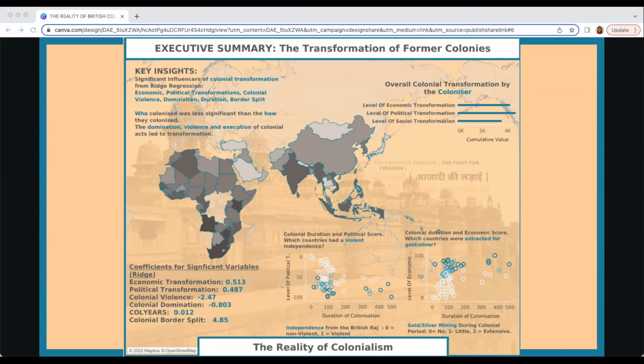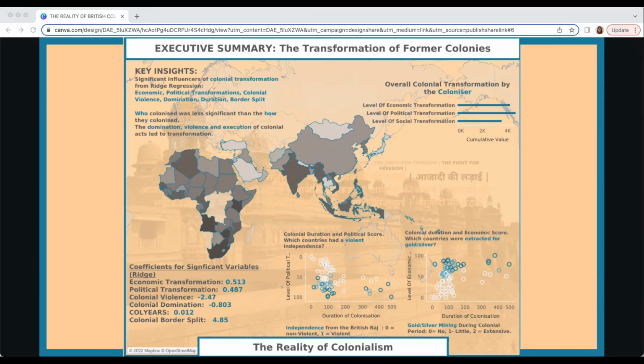So when you look at this map, you can see that the countries with the darkest hue are the ones that went through the most colonial transformation by that assessment, and the lightest ones went through the least. And since we were looking at India, India's pretty dark over there.